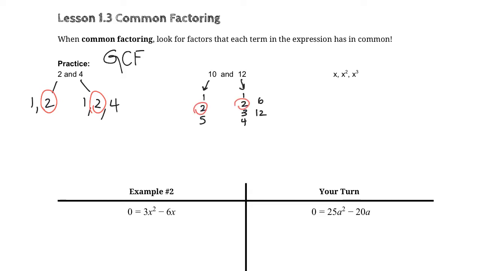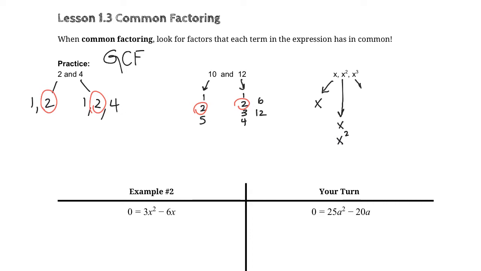Okay, what if we were talking about variables? So the same thing applies for each of the variables that we see here. We're just going to list out all of the different things that could go into each variable. So let's start with x. So the only thing that can go into x would be x. However, when you have x squared, the factors of x squared would be x and x squared. So x can go into x squared because we know that x multiplied by x gives us x squared, and obviously x squared can go into itself.